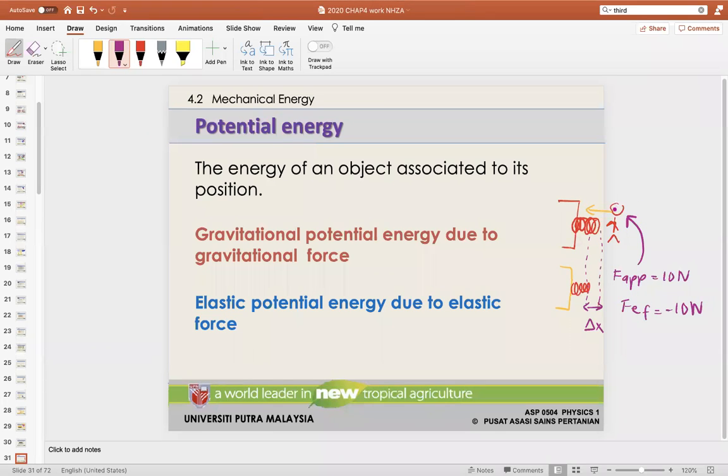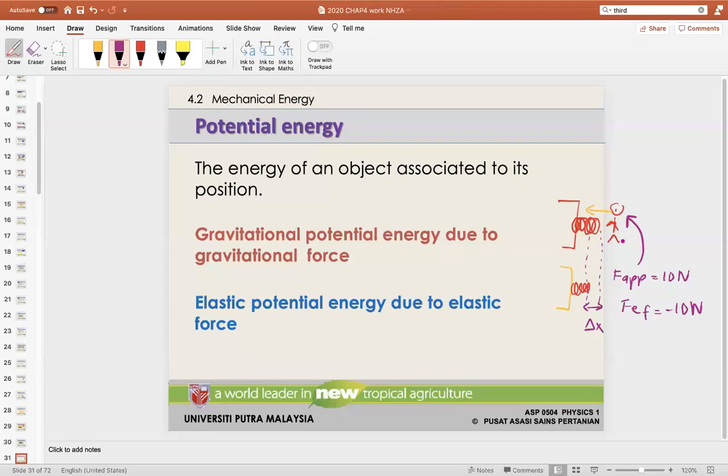So F applied is by me, F elastic force is by the spring. The spring is opposing whatever I'm trying to do. If you try to compress, the spring will try to push you the other way. So the force comes from the spring, that is the elastic force. The other force which is applied is from you. It's not from the spring. Does that make sense?